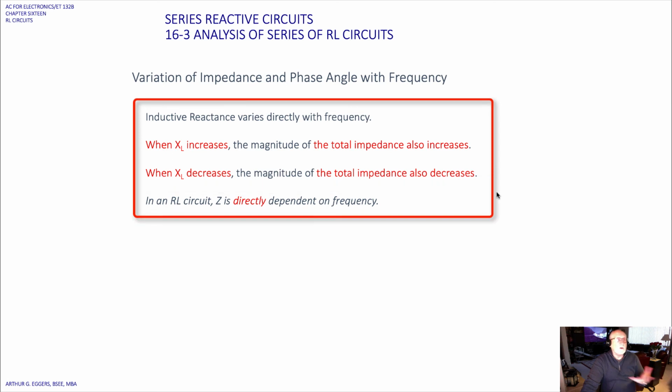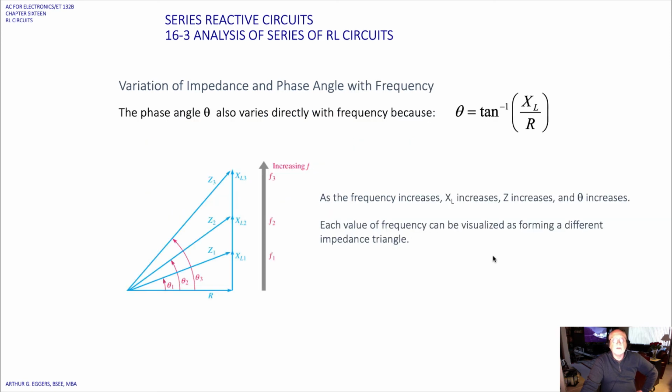Why is that? Well, that's because our relationship said X sub L is equal to 2 pi times the frequency times the value of the inductor in henries. So it's a direct relationship. It's not an inverse relationship like we saw with the capacitors. In an RL circuit, then, the impedance is directly dependent on the frequency. So directly, not indirectly, not inversely, directly dependent.